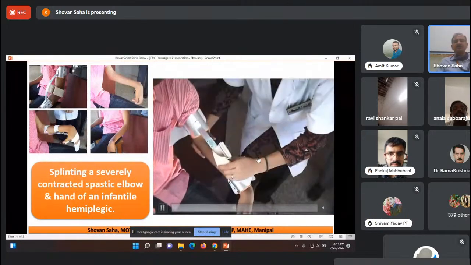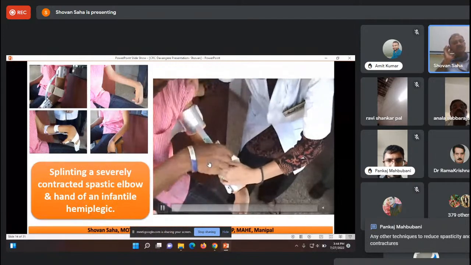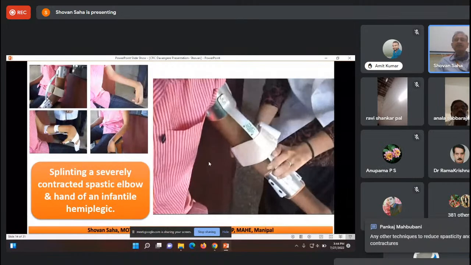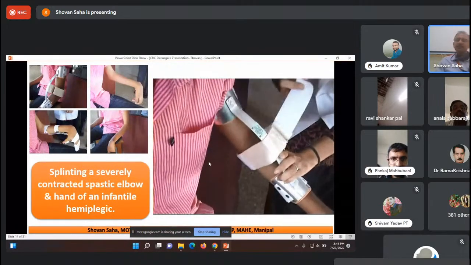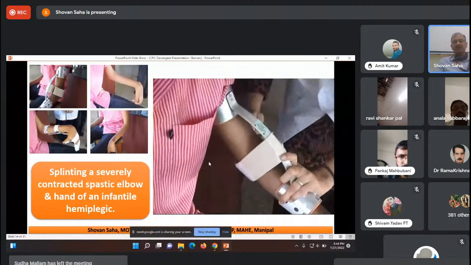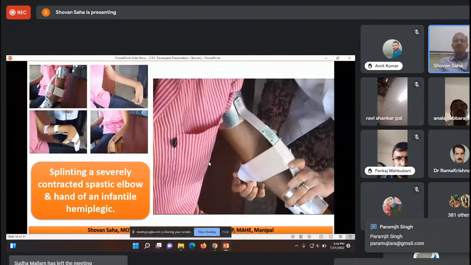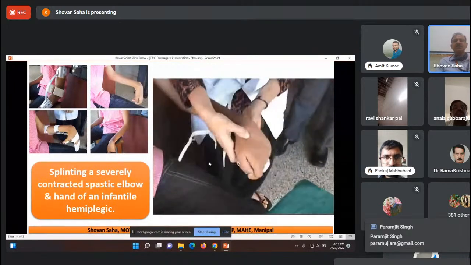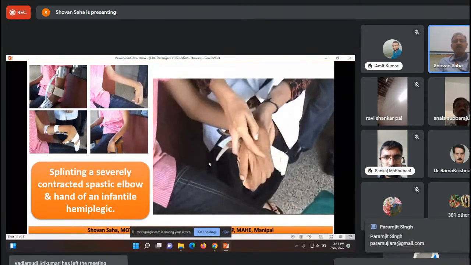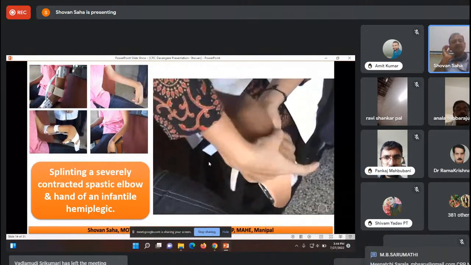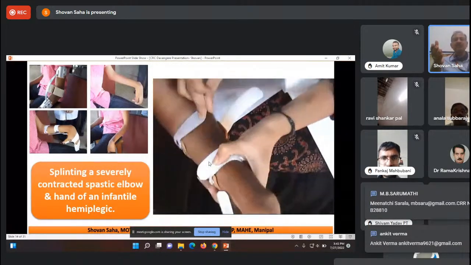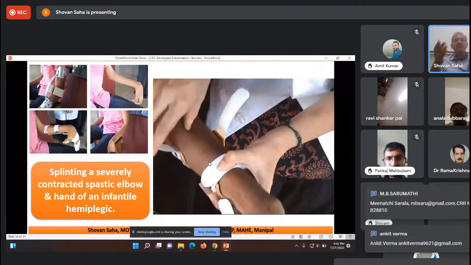So this is a cock-up splint given, and this is to stretch the elbow flexion contractures. How do we stretch? How much do we stretch? What is the permissible? So the design should support. Okay, you can see this is a cock-up splint. This is not a usual presentation of a cock-up splint, but this is what the patient needs.